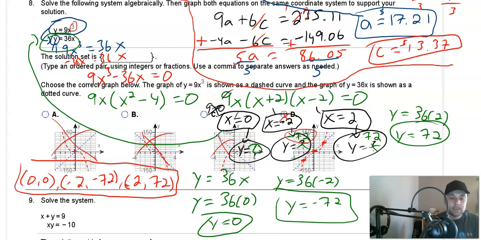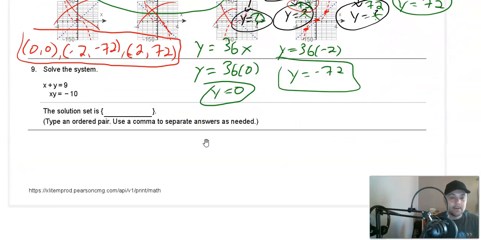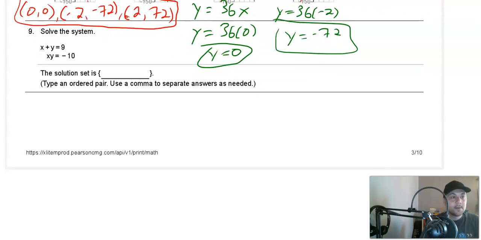All right, let's take a look at number 9. Okay, it's the last one on this page. So same thing, system of nonlinear equations. We want to solve by substitution. So I'll start by taking the top equation, solving it for y. I'll do that, let me pick a different color, by subtracting x to the other side. So I get y is equal to 9 minus x.